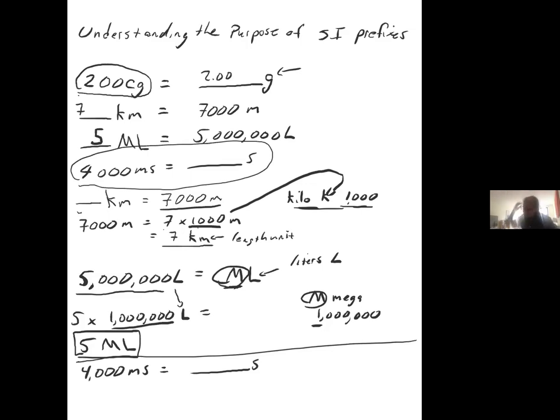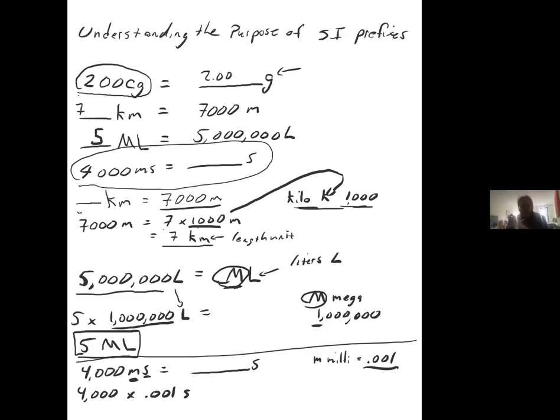Okay, so let's try this one. Now we've got milli, that's milli, which is 0.001. So that means this is 4,000. And then what you do is you do times the prefix, times 0.001, and then you put the unit. So now you just say, what happens when we take 4,000 and we multiply it by 0.001?